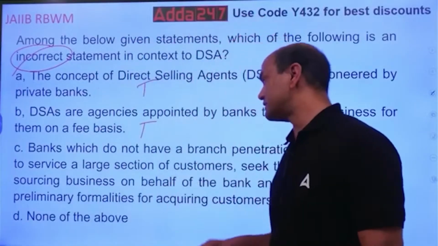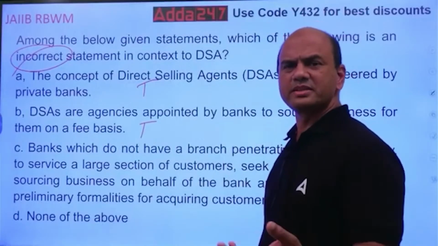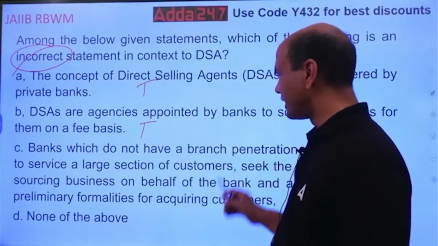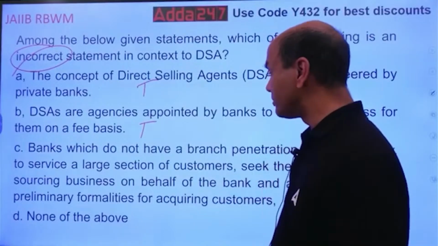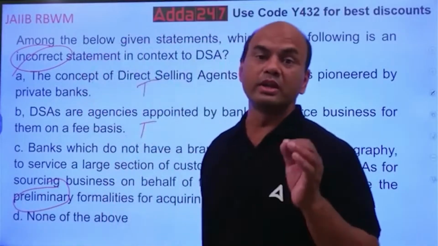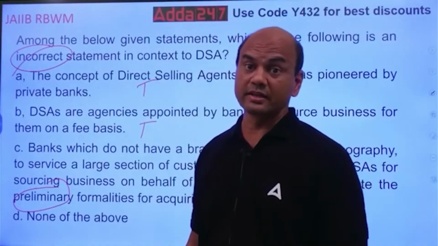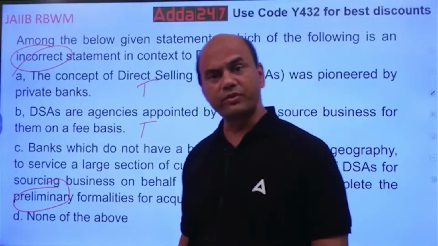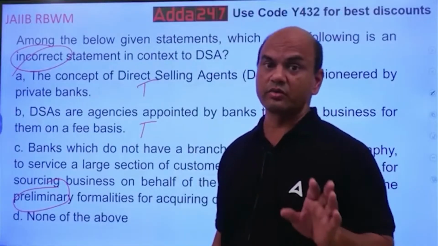So the point over here is, banks which do not have a branch penetration. If you don't have the branch in some local areas or rural areas, then you'll use the help of DSA, isn't it, for sourcing. But preliminary formalities, kindly note, preliminary, what do you mean by preliminary? Only collecting the documents. They are not allowed to verify the documents. Verification is done by the branch staff, kindly note.